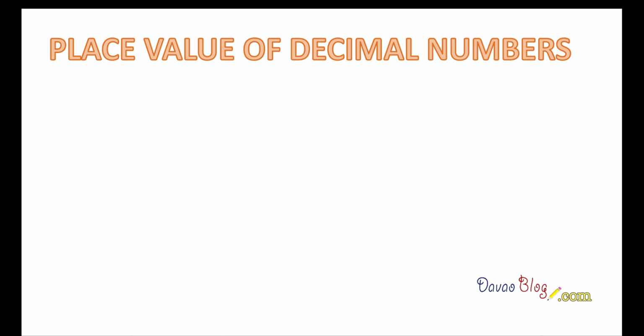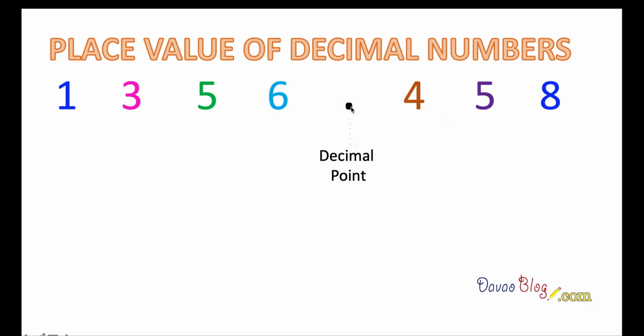Okay, let's start. Before we do it, we need to be familiar with the place value of the decimal numbers. So for this example, we need to identify the decimal point, which is the period or point. The number at the left of our decimal point is called ones. The left number from our ones place is called tens. And the left number from tens place is called hundreds. And the place value is thousands.